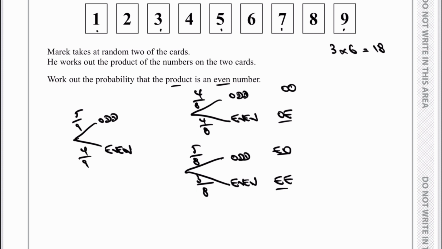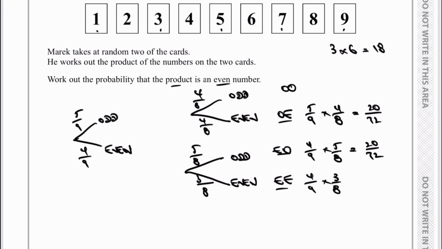So therefore I'm interested in the odd even probability, which is going to be 5 over 9 multiplied by 4 over 8, which is going to equal 20 over 72. It's a similar story with the even odd. I'm going to get 4 over 9 multiplied by 5 over 8, and that's going to give me 20 over 72 as well. And then even, even, of course I'm going to be interested in that, because that's going to give me an even number when I multiply it out, which is 4 over 9 multiplied by 3 over 8, which is going to give me 12 over 72.